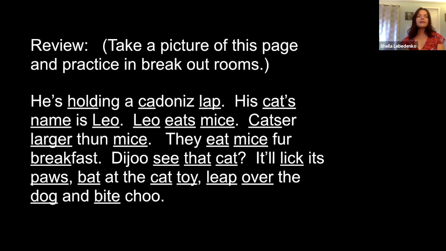Yeah, when you say leap over the dog and bite you, we don't even have to say "and". You can just say "in". So it'll leap over the dog and bite you. So I can take out the "a" and "and". Do you want to try that? Okay. It'll lick its paws, bat at the cat toy, and leap over the dog and bite you.